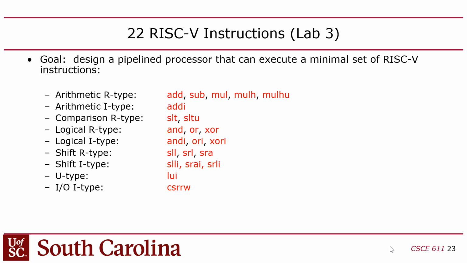The two instructions that are the oddball ones here are load upper immediate, and this one, which I believe stands for control status register read and write. These two are the ones that are strange. The LUI is the only instruction that uses the U instruction encoding format. And the CSRRW is just strange. You might not have seen anything like that before.